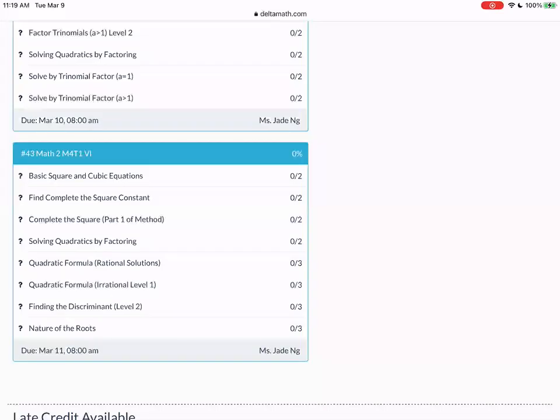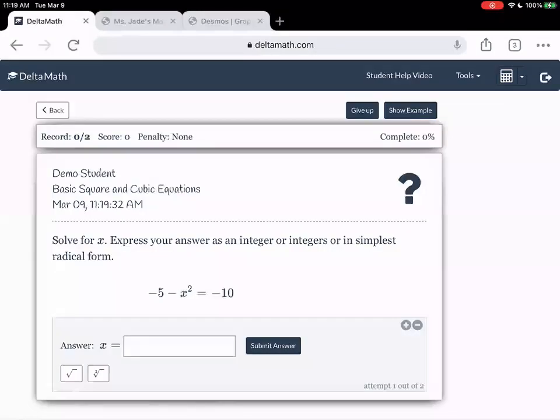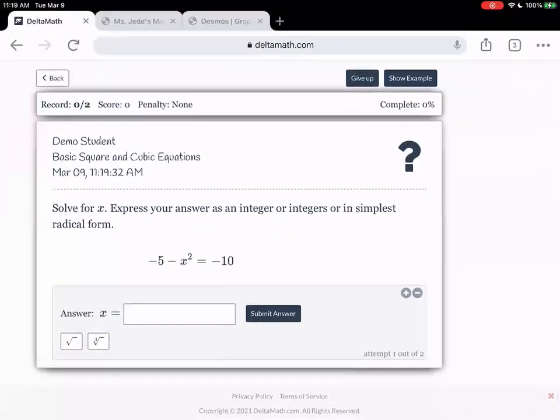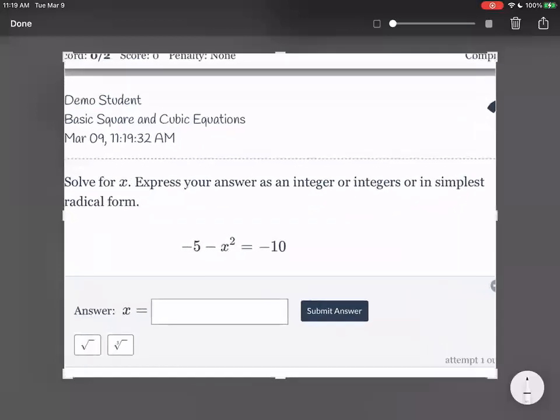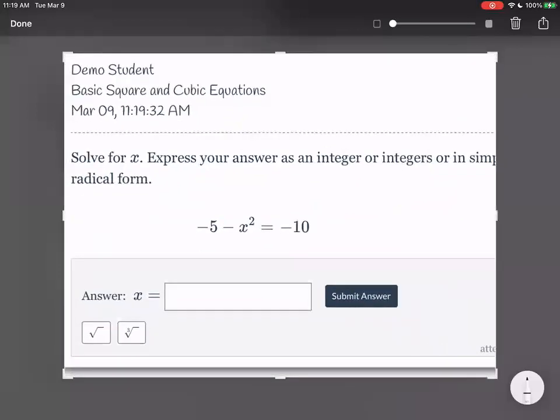Let's take a look at the first category called basic square and cubic equations. So we're going to solve for x, and we're going to express our answer as an integer or integers in simplest radical form. So essentially, when you solve for x, you want to get x by itself.